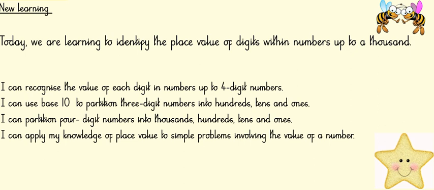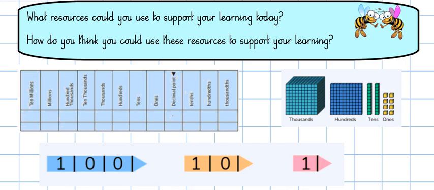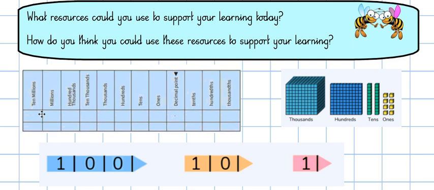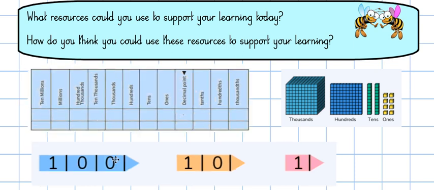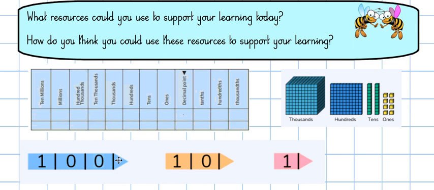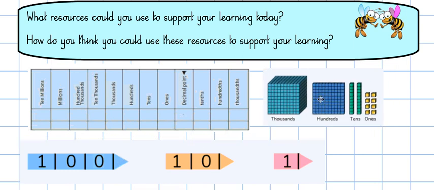So today we are learning to identify the place value of digits within numbers up to 1,000. In order for you to be successful, think about what resources you could use to support you in your learning today. Pause the video and try and think about what resources you can see on the screen that could help you. Let's review your thoughts. This resource here is a place value grid. These cards here are arrow cards. And of course here we have base 10.